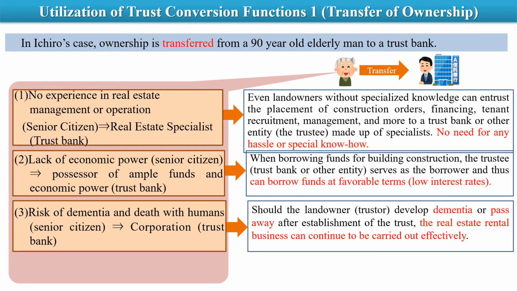Third, responsibility of the real estate rental business is transferred from Ichiro, a human who could develop dementia or will someday pass away, to a trust banking corporation. As a result of this conversion, should the landowner, the trustor, develop dementia or pass away after establishment of the trust, the real estate rental business can continue to be carried out effectively. In other words, by converting the owner of the trust assets, it is possible to make effective use of the land without selling or leasing it.